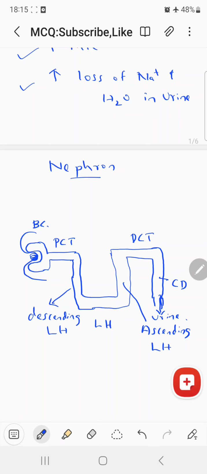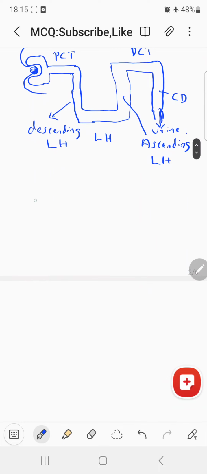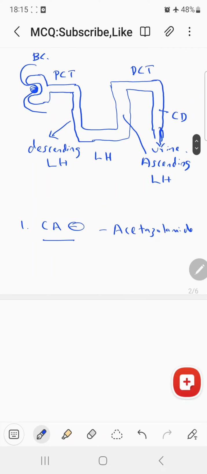Now the diuretics which act on this nephron have specific sites of action. Mainly the important diuretics are, number one, the weak diuretics like carbonic anhydrase inhibitors. It's a weak diuretic. One of the main examples is acetazolamide. Carbonic anhydrase inhibitors like acetazolamide mainly act on the proximal convoluted tubule.